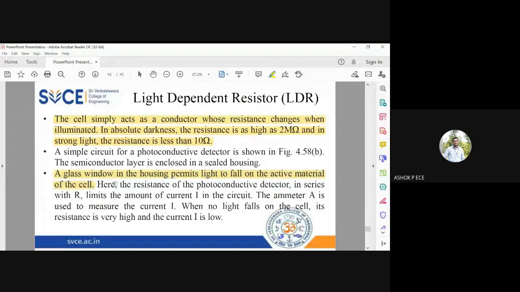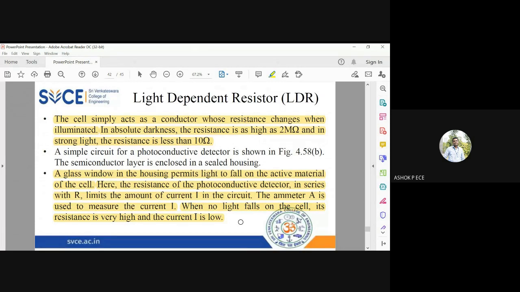So here the resistance of the photodetector is in series with the resistance R, which will limit the amount of current. So the ammeter will measure the current flowing through the device. When no light falls on the cell, the resistance is very high and the current is low. So it is just like automatic lighting.